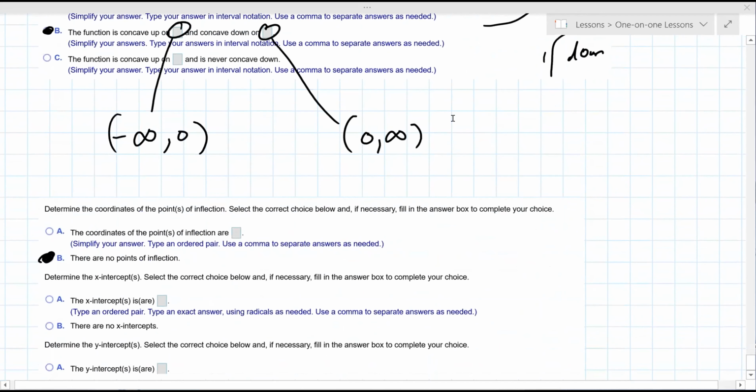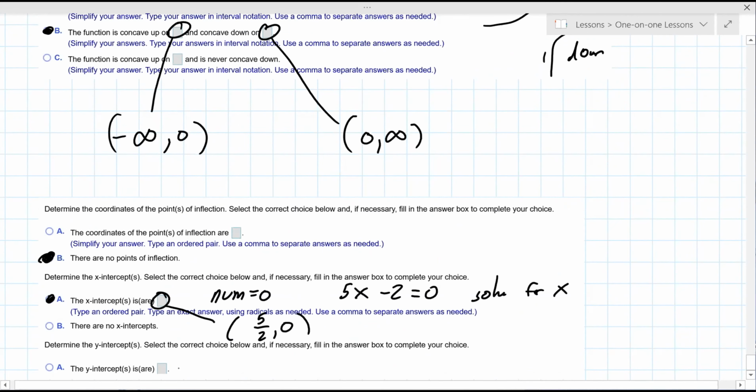Okay. So you set the numerator equal to 0. So you're going to set the 5x minus 2 equal to 0, and you solve for x. So you end up getting 2.5 or 5 halves, comma 0 for that. The y-intercept is when x is equal to 0. The problem is x cannot be 0 in this case. So there is no y-intercept. And that actually completes the question there. Awesome. 15 parts. All right.